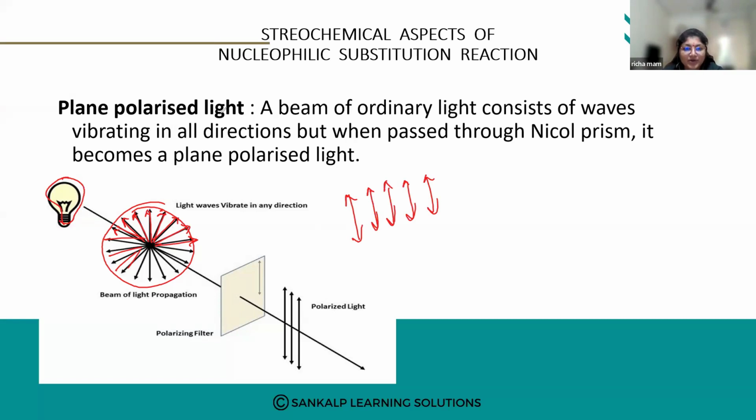So how do we get plane polarized light? When a beam of ordinary light, consisting of waves vibrating in all directions, is passed through the nickel prism, it becomes plane polarized light. So the waves are made to vibrate in only one direction. Okay, so this is your plane polarized light. Is it clear? Yes, okay.